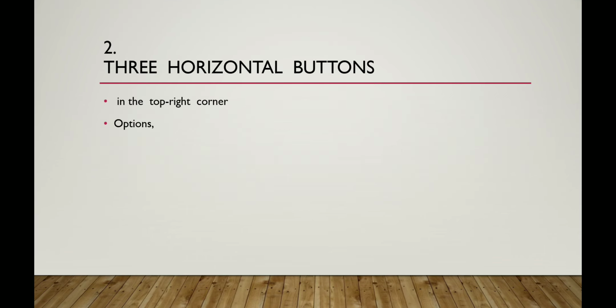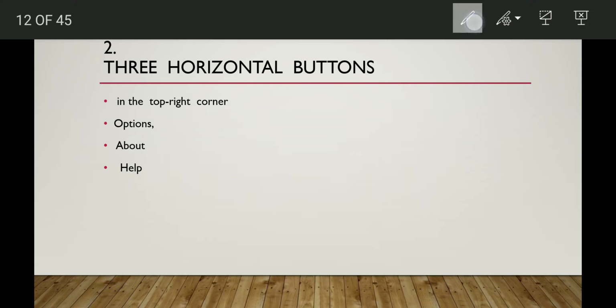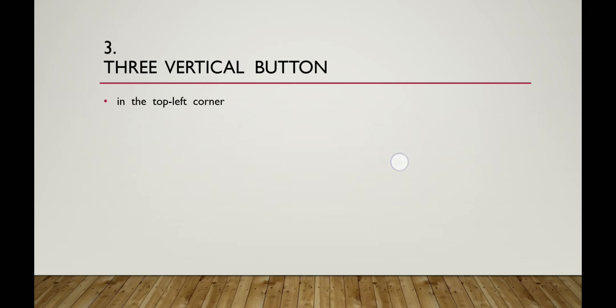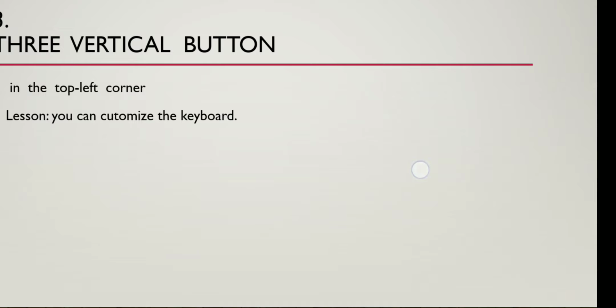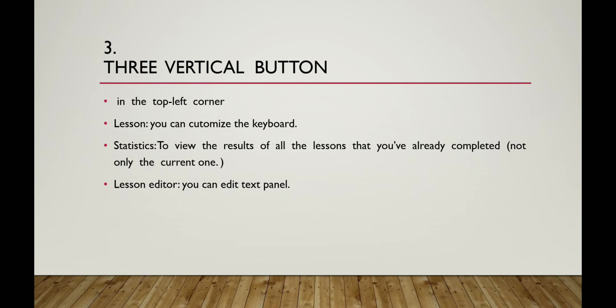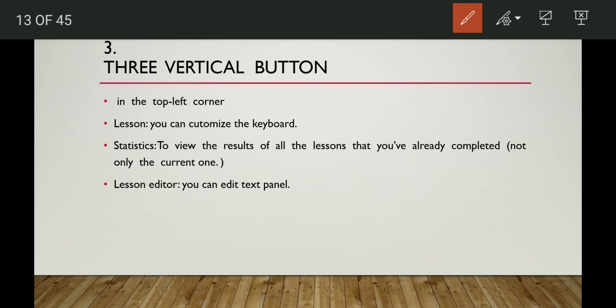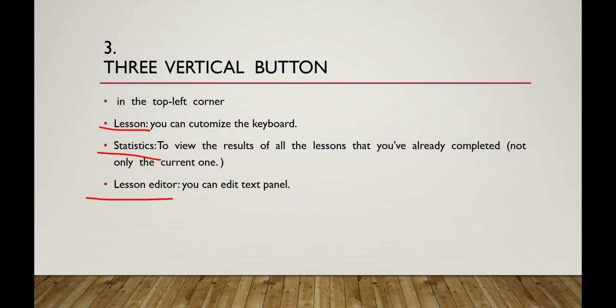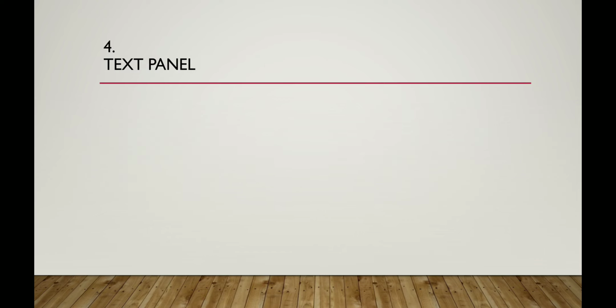Next are the three horizontal buttons. In the top right corner we have these three buttons: options, about and help. Now in the top left corner, we have also seen these three vertical buttons: lesson, statistics and lesson editor. Okay, you can customize any lesson through the keyboard. In statistics you will see the results of the lessons you have completed. In lesson editor you can edit the text panel.